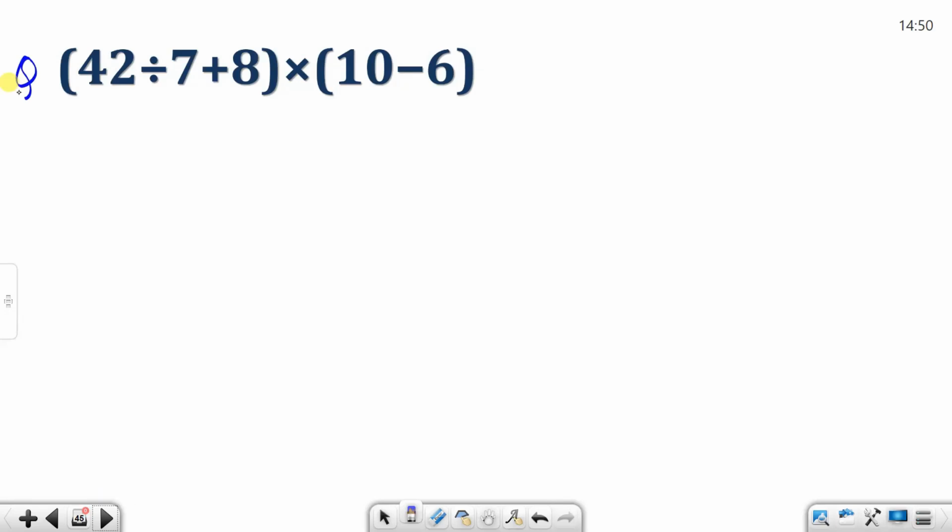The question is, in the bracket, 42 divided by 7 plus 8, bracket closed, multiplied by the bracket 10 minus 6, bracket closed. According to the same, put it in.